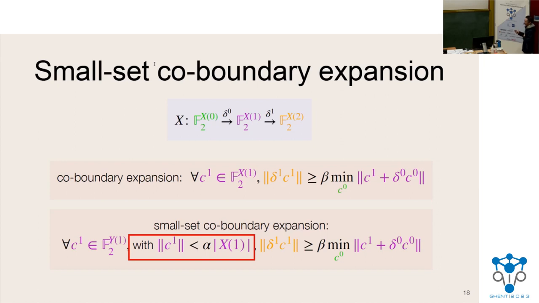One thing is that this implies linear distance. Essentially this implies pretty much everything we hope for, so for example distance and also the complexity results.